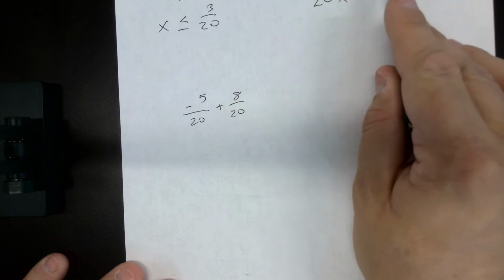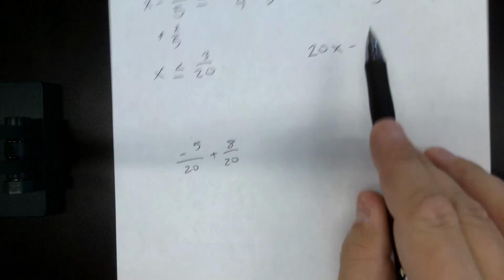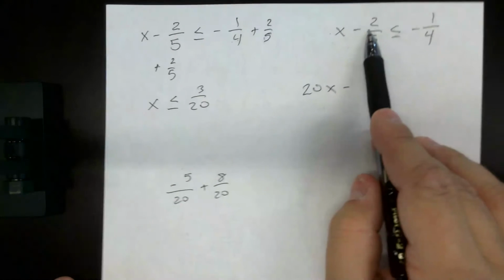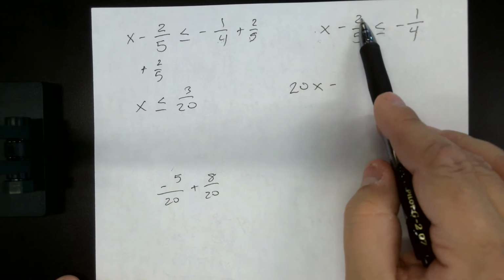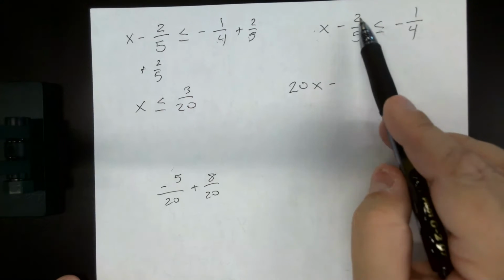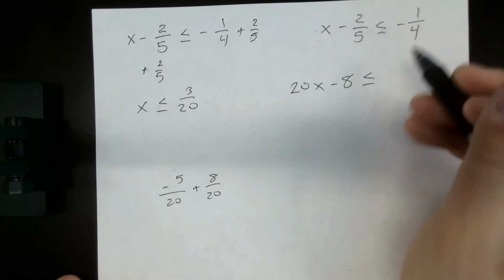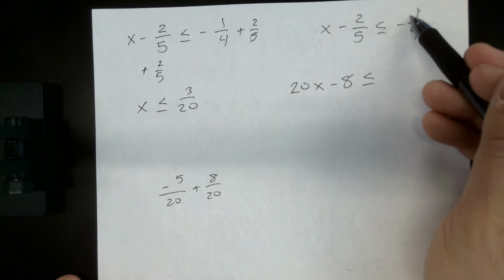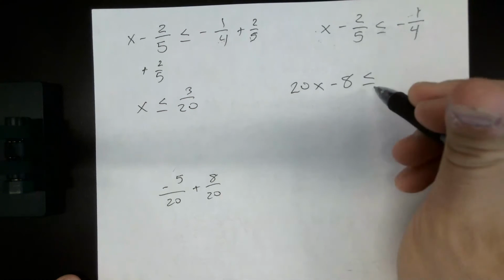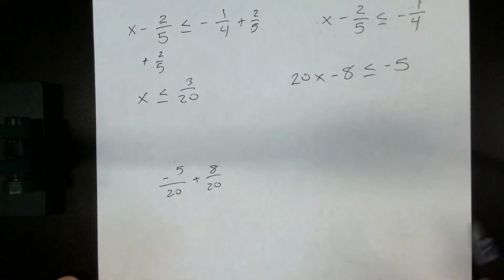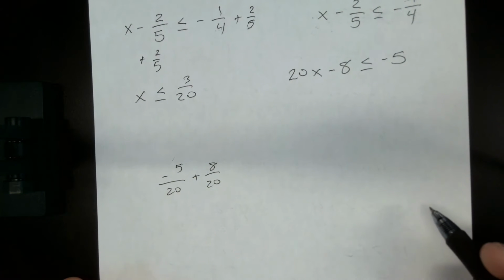What's 20 times a negative 2? So we're going to go 20 times negative 2/5. What's 20 times a negative 2, divided by 5? Okay, what's 20 times 1, divided by 4? Is that a problem that looks a lot easier to solve?